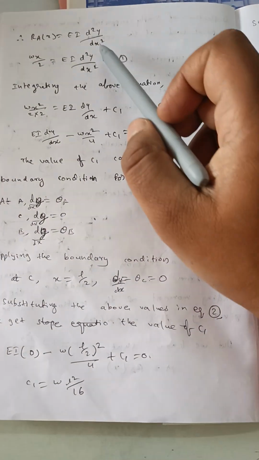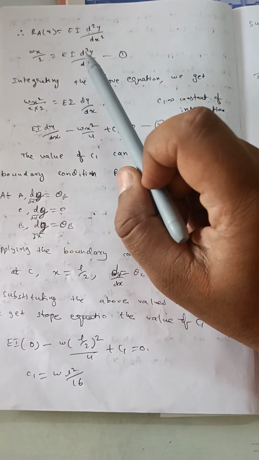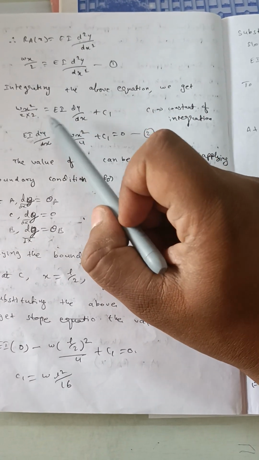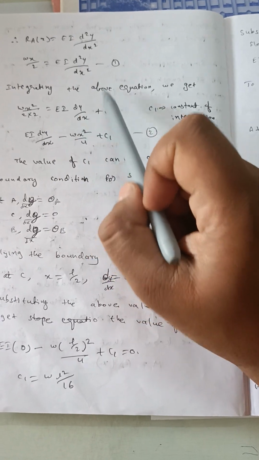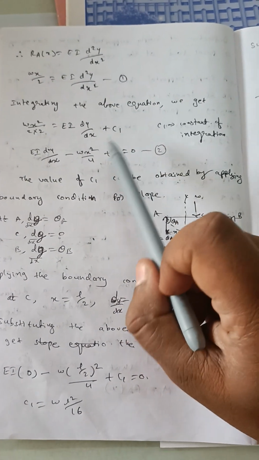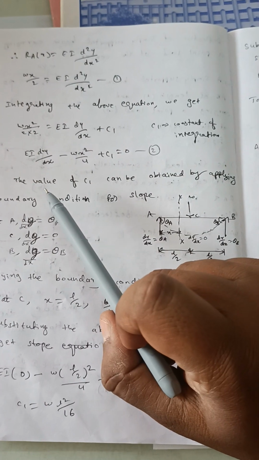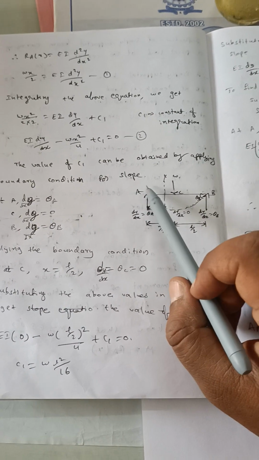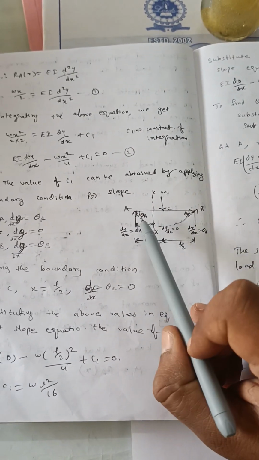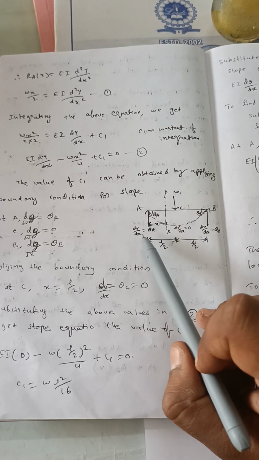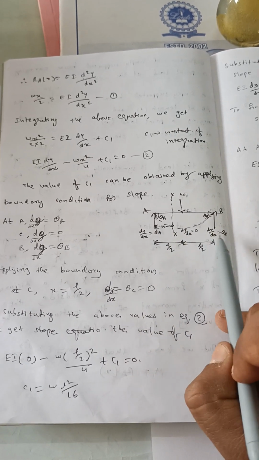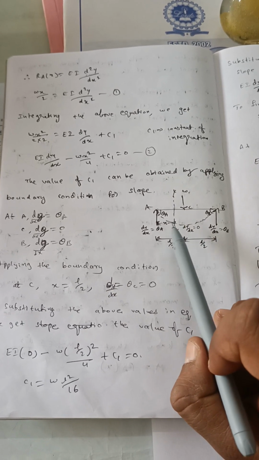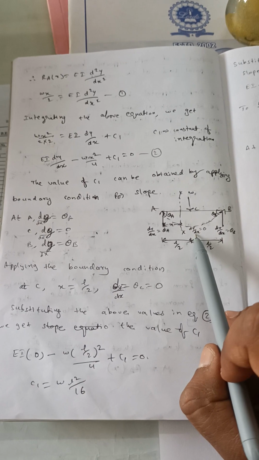So integrating this equation, we will get the slope equation. First of all, let us integrate it. It will become Wx square by 4 equals EI dy by dx, and the constant C1 will come. The value of C1 can be obtained by applying the boundary condition for slope. What is the boundary condition for slope? See here, at A the slope is theta A, at B the slope is theta B, and at the center there is no slope: theta equals 0, dy by dx equals 0. So at x equal to L by 2, dy by dx equals 0.